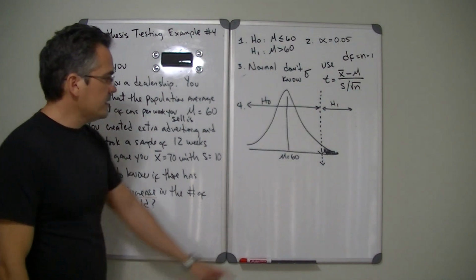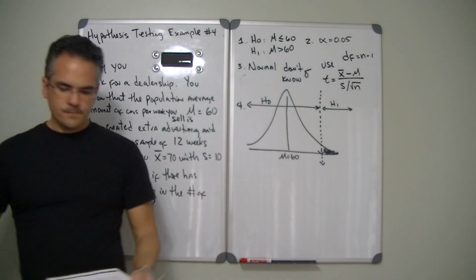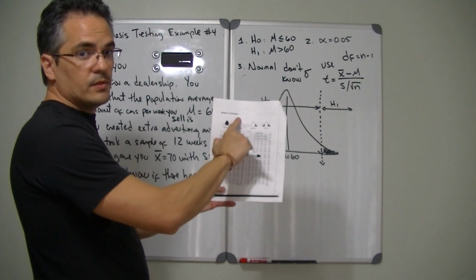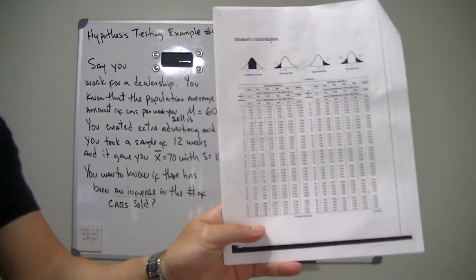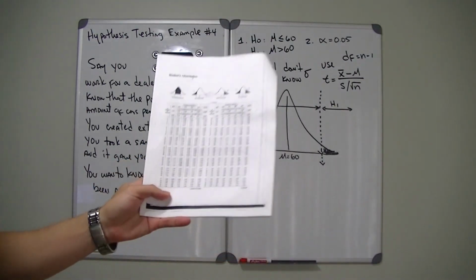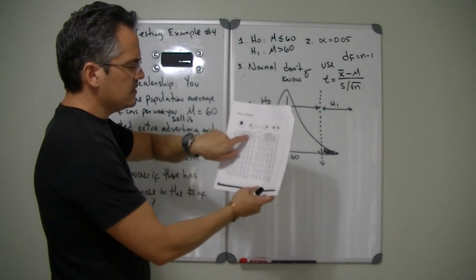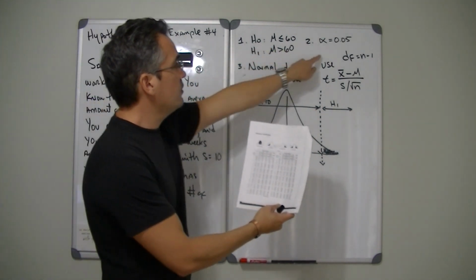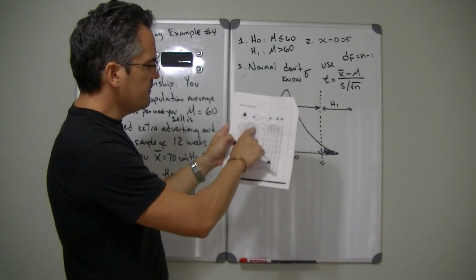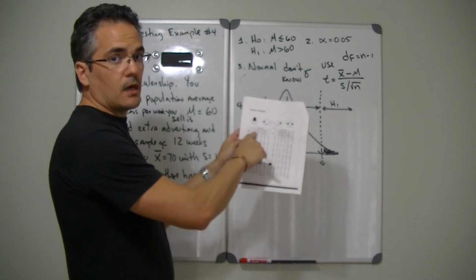Okay? Now to find this critical value here, we use our table. Now remember, you've got to be using the student t distribution table. It looks like that. Okay? Student t distribution. Then we're going to be looking over here where it says level of significance one-tailed test, and we're going to be using alpha 0.05. So we go for level of significance one-tailed test 0.05, that's the second column.